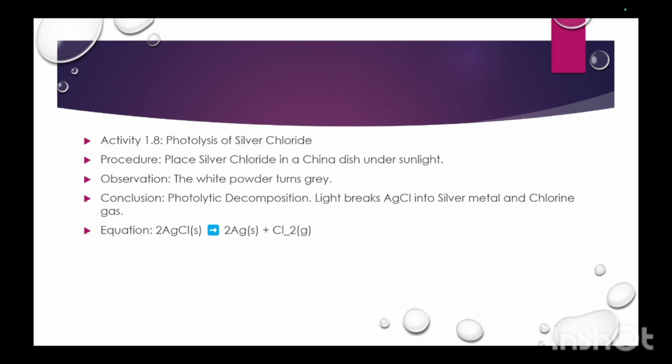The observation: the white powder turns grey. The silver chloride, that white powder, will convert into grey. Conclusion: photolytic decomposition. Light breaks the AgCl, silver chloride, into silver metal and chlorine gas. The gas will come out and you will find the silver metal. So pure silver metal you can get from silver chloride. The equation is 2AgCl produces 2Ag plus Cl2, the gas.